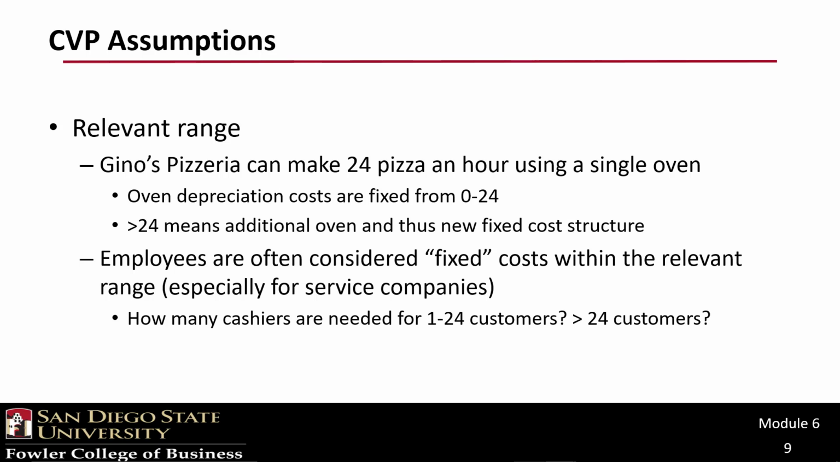So secondly, employees are often considered fixed costs within the relevant range. This is especially true for service companies. So for example, how many cashiers does McDonald's need for 1 to 24 customers? And let's say that's 1. But for more than 24 customers per hour, that would be more than 1. So even though we'd like to think of labor as being variable, that's often not the case. So you need to be a little bit concerned about that.